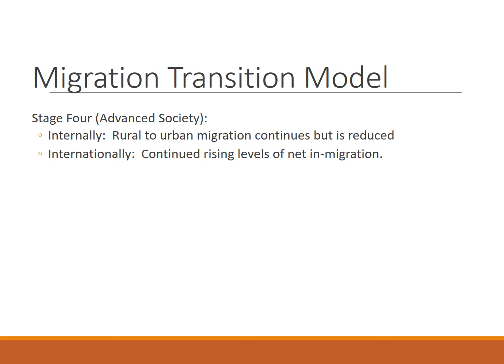Stage 4 is an advanced society where you have internally rural to urban migration continuing, but it is reduced. Why is it reduced? Well, because there's just not that many people living in rural areas to even move at this point. Most people are living in an urban setting. And internationally, more and more net in-migration. Okay, internationally, people are continuing to move into your country.